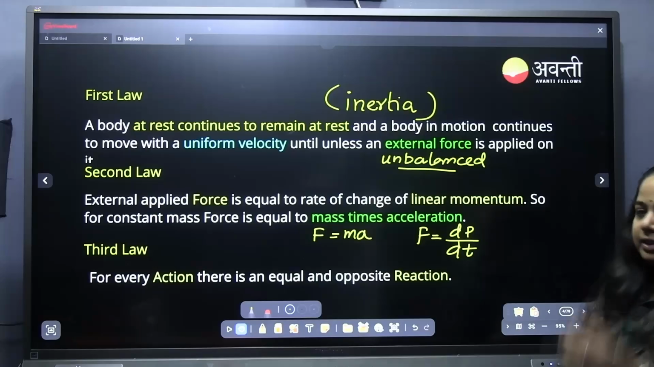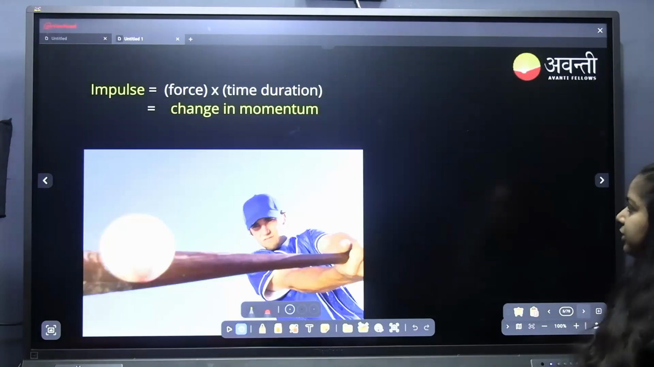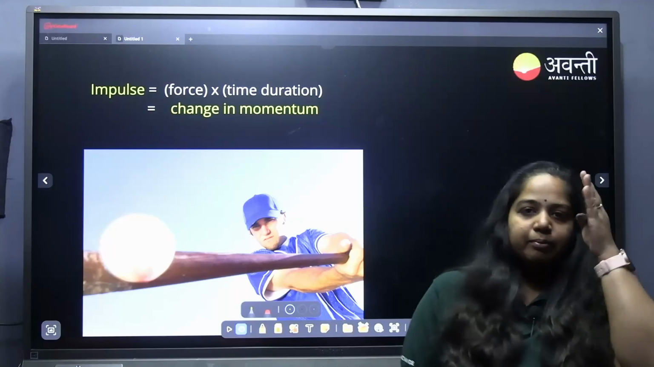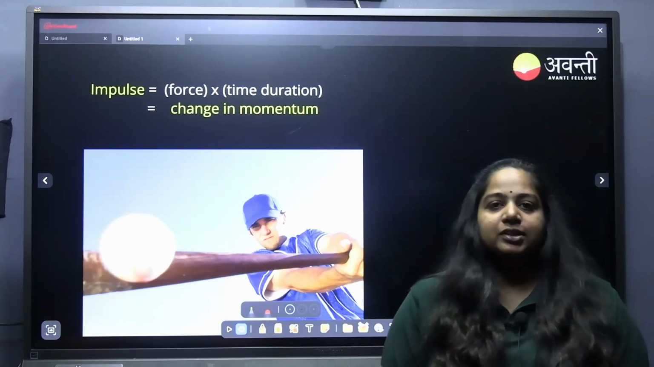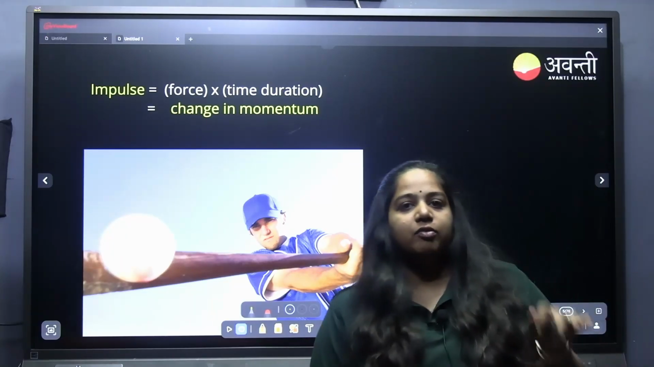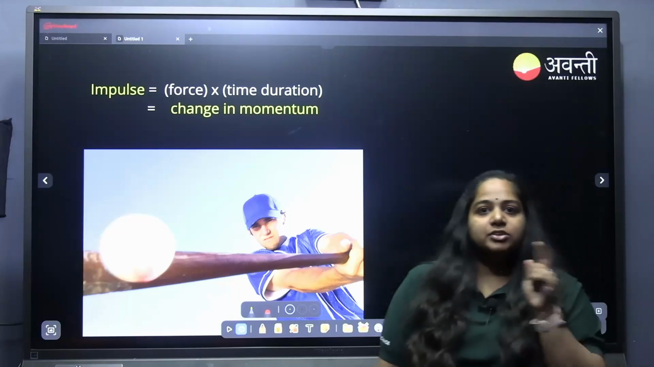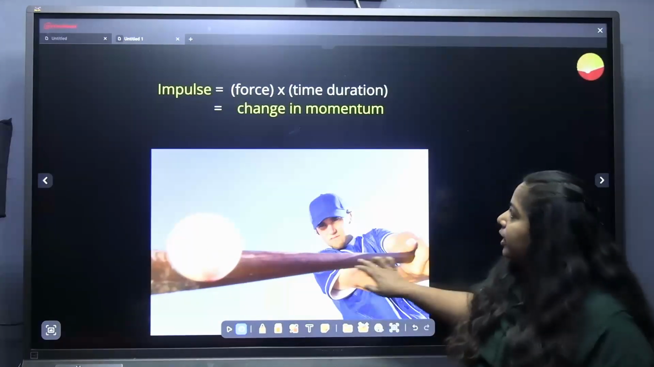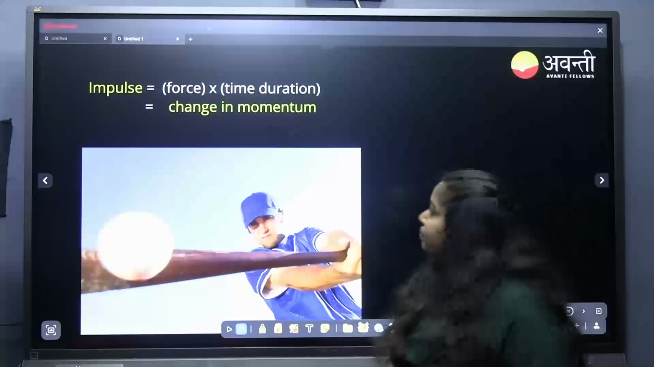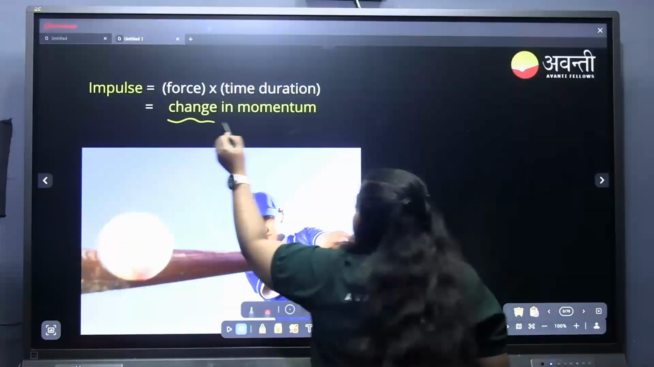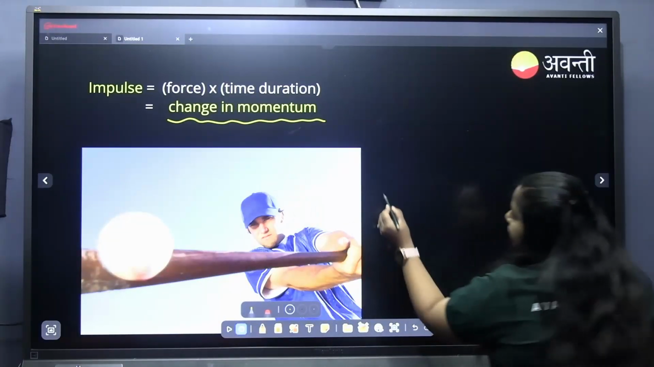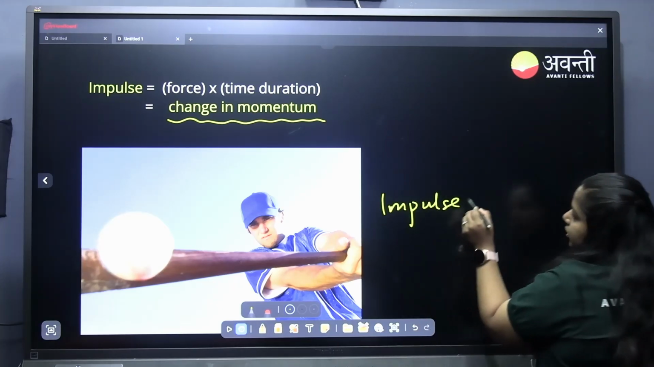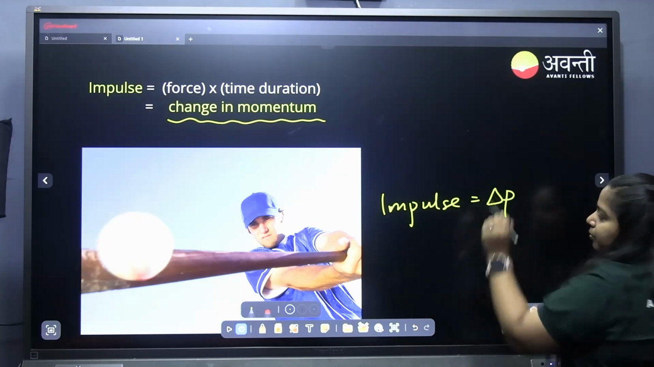Now these are Newton's laws. Now let's go to the next topic, that is impulse. Why I added a big slide for this topic is because people misunderstand what is impulse. Impulse is not a force. Impulse is change in momentum. So if somebody asks you to find impulse, you have to find delta P.